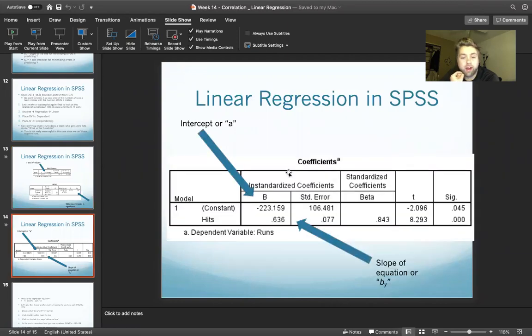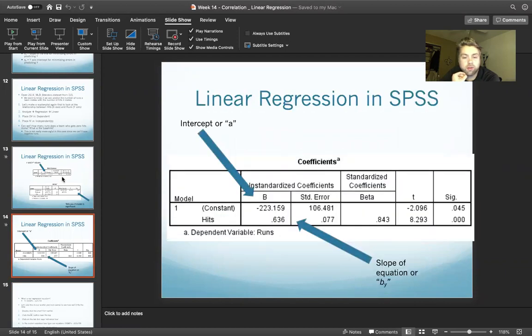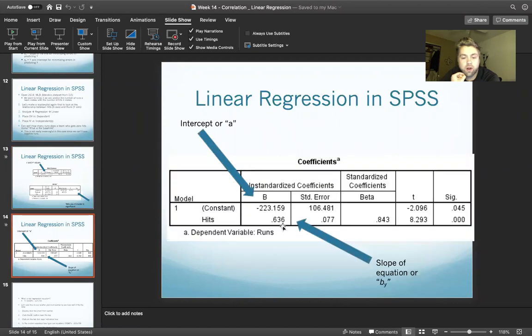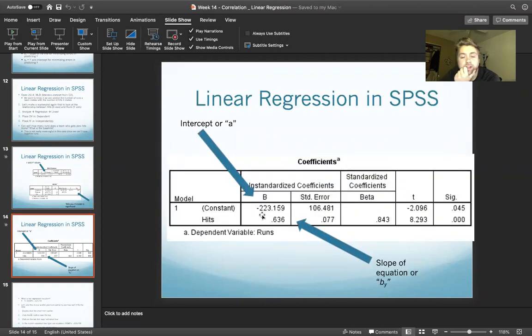Then we look at our beta, right? So this is our coefficient for when we make that equation, which I'll show you on the next slide. These are the numbers that we need to use. So we have this 0.636, which is our hits coefficient, right? So that's our slope essentially, 0.636. And our intercept then is this variable.